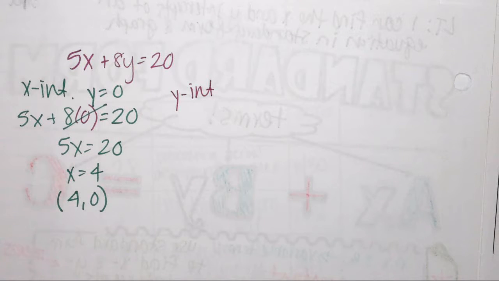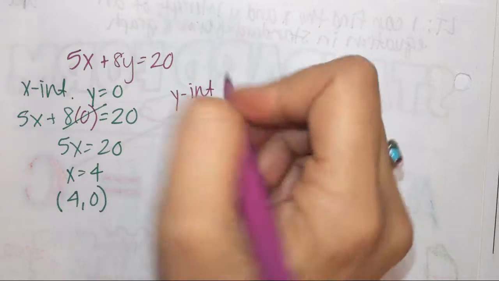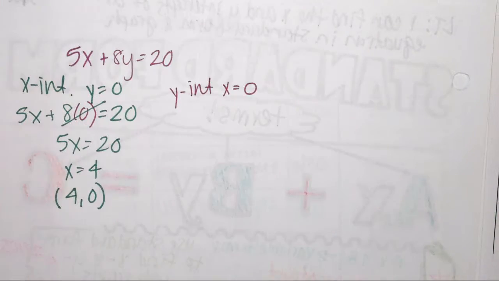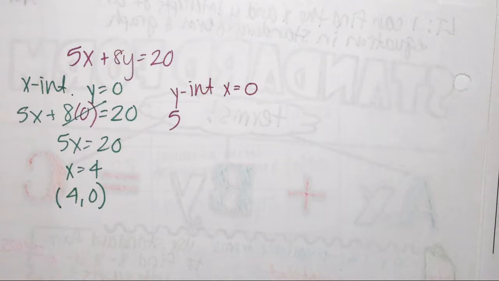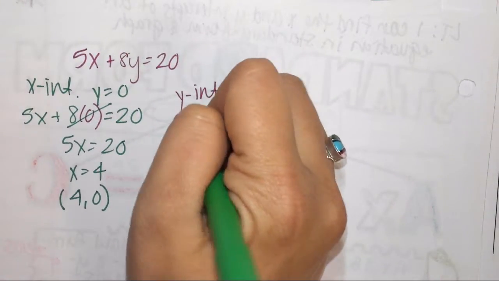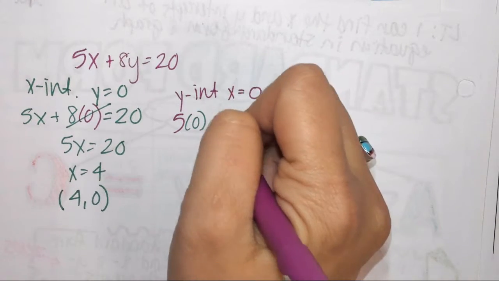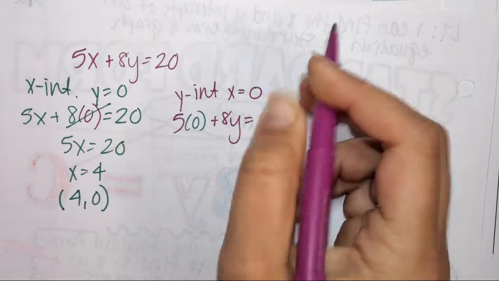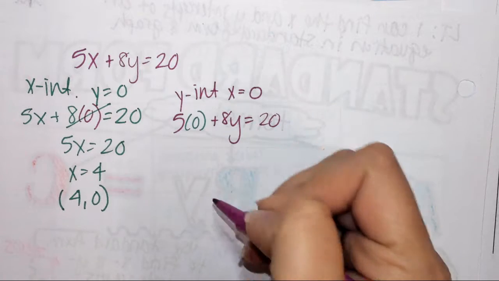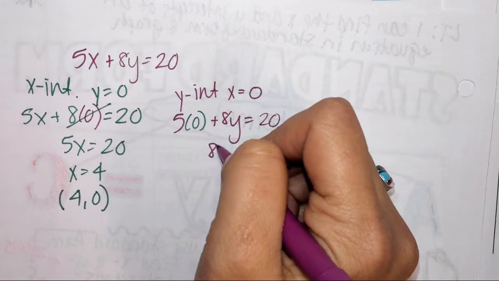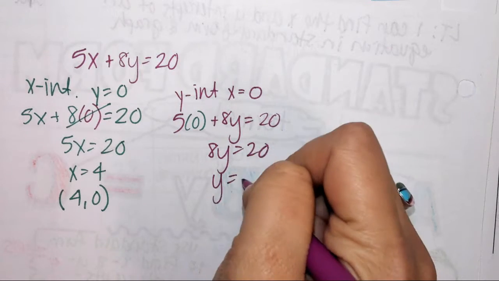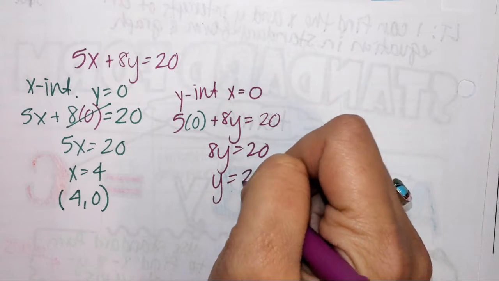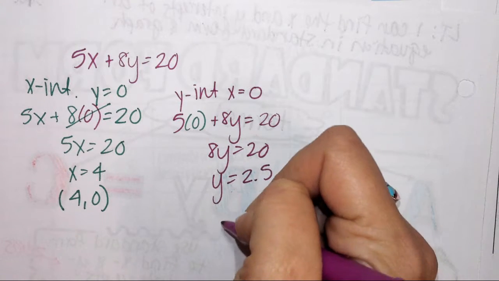Alright, now let's find our y-intercept. For our y-intercept, what do we know is true? X equals 0 every single time. Good. So we write it as 5 times what? 0. Plus 8y equals 20. Alright, what's 5 times 0? 0. And you get 8y equals 20. And what is 20 divided by 8? 2.5. Okay. So what is our y-intercept?